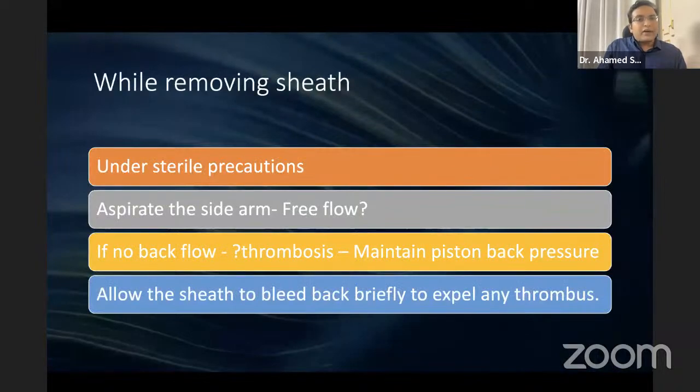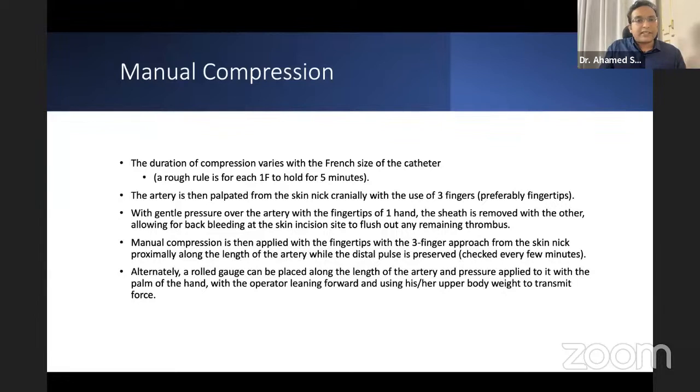While removing the sheath, always use sterile precautions. Aspirate the sidearm to make sure that there is free flow. If no backflow, maintain the piston back pressure. Allow the sheath to bleed back briefly to expel any thrombus in such a case.